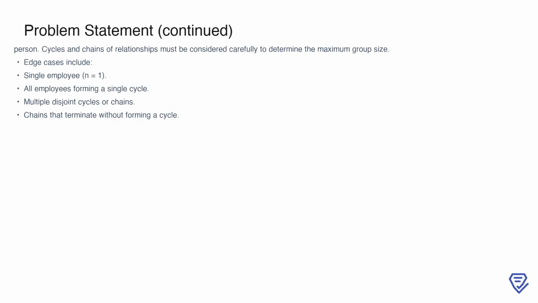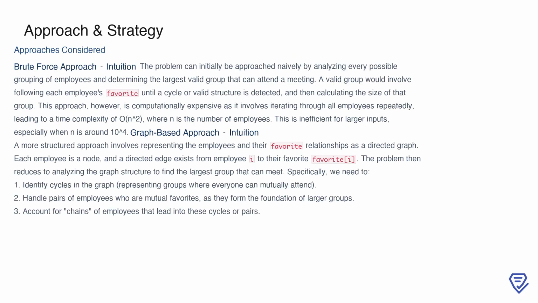The challenge lies in efficiently analyzing these structures to determine the maximum group size, especially given that n can be as large as 100,000. To tackle the problem, we first consider 2 potential approaches. The brute force approach is the more intuitive starting point. Here, we analyze every possible grouping of employees by following the favorite relationships to determine which groups are valid. A group is considered valid when it forms a cycle or some other structure where all members can attend the meeting together. However, this method becomes computationally expensive very quickly. Since we're iterating through all employees repeatedly, the time complexity grows quadratically, O(n squared), which becomes impractical for large inputs.